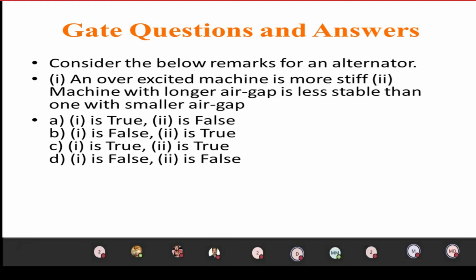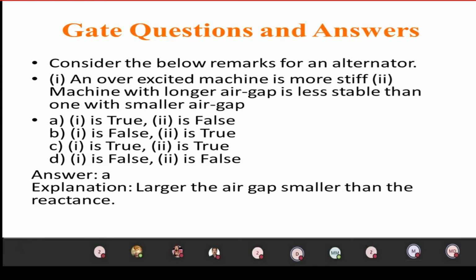So definitely we know that. So let me choose A and D, because B and C are true, due to that we leave them. So we can take A and D as options. So first, coming to the first statement, an overexcited machine is more stable. Previously we discussed that. An overexcited machine is more stable is true. So due to that we choose A. So the answer is A.